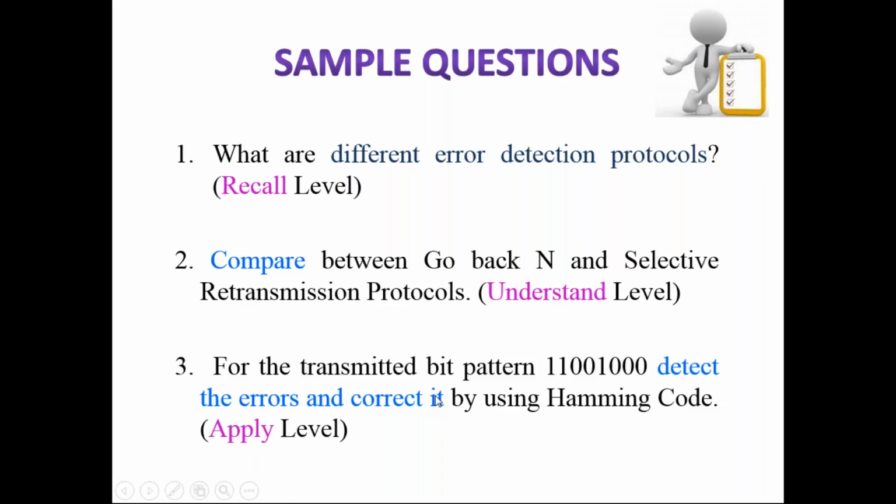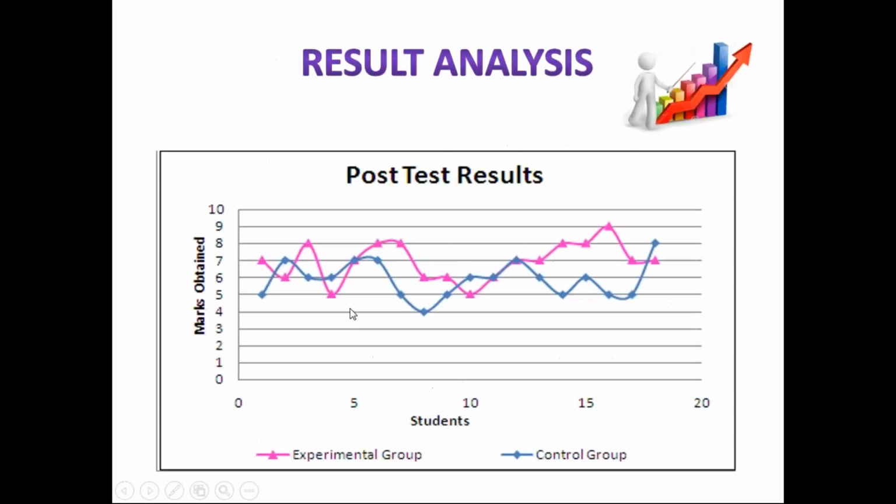And the third is: for the transmitted bit pattern, some pattern is given. Detect the errors and correct them by using Hamming code. That means by using one of the methods, the student needs to detect the errors in the code and correct them, which is at apply level. So the questions are at different levels of Bloom's taxonomy.